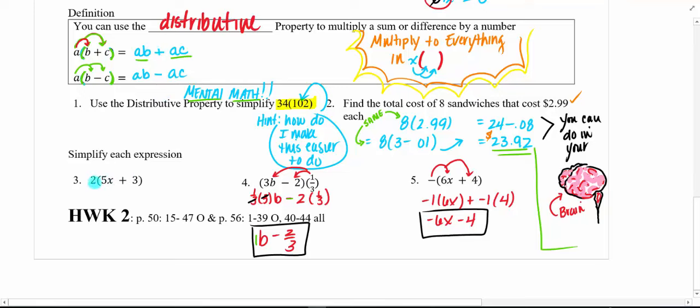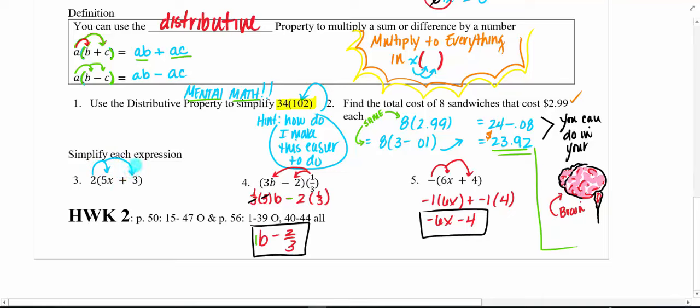All right, so this 2 is a term. It's called a constant. And then inside the parentheses, we have the quantity of 5x plus 3. So a term, 5x plus 3. They're not like terms, so they're not combined, right? So I've got to take this 2 and I need to multiply it by both terms inside the parentheses.